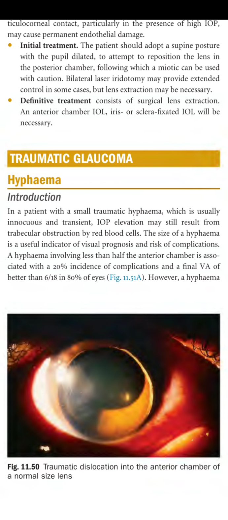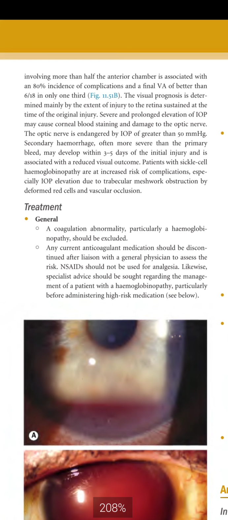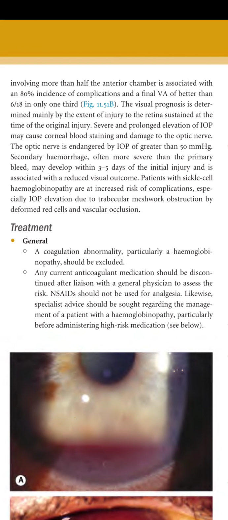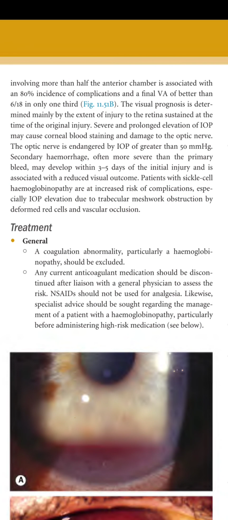of the eyes. However, a hyphema involving more than half of the anterior chamber is associated with 80% incidence of complication. So you can say 20% was in the less than half and 80% in the more than half, and a final visual acuity of better than 6 by 18 in only one third. The vision prognosis is determined mainly by the extent of injury to the retina sustained at the time of original injury. Severe and prolonged elevation of IOP may cause corneal blood staining and damage to the optic nerve.